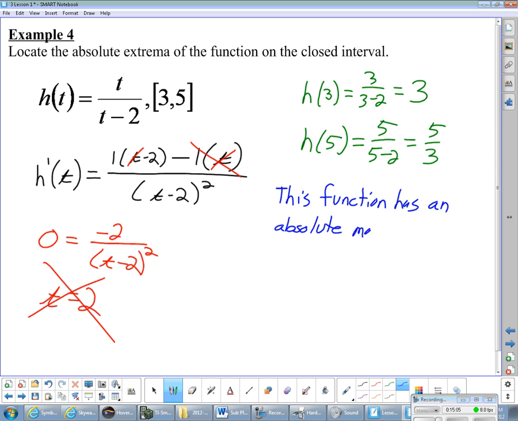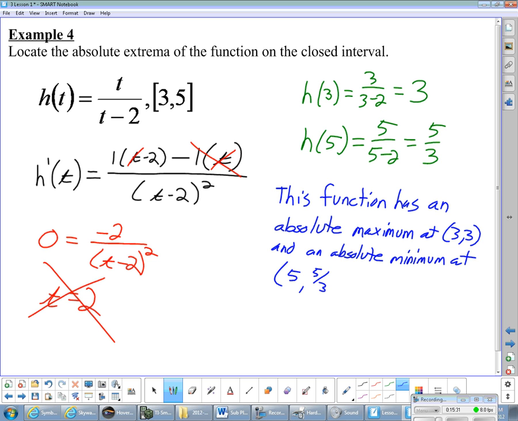Let's go with maximum first. Doesn't matter the order you say them. At maximum, the highest number is 3. 5/3 is smaller than 3. So an absolute maximum at 3 comma 3, and an absolute minimum at 5 comma 5/3. And we should just say on the interval from 3 to 5 because it has other extrema, and it's important to understand that interval.